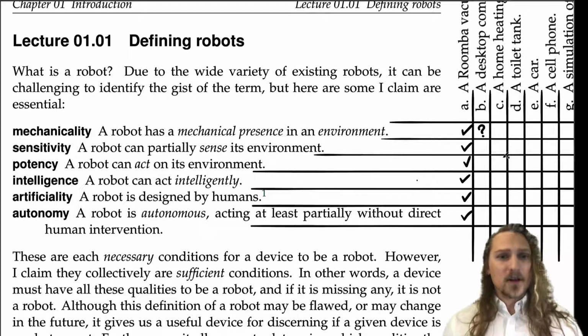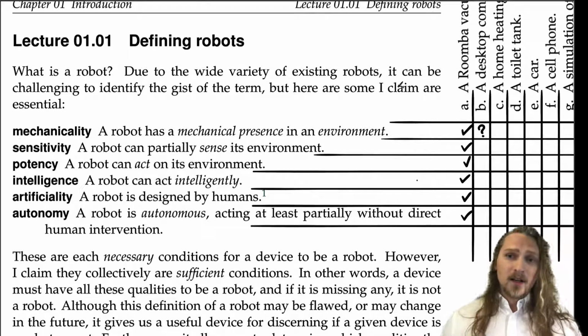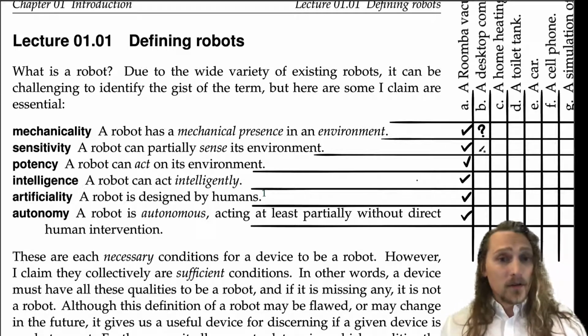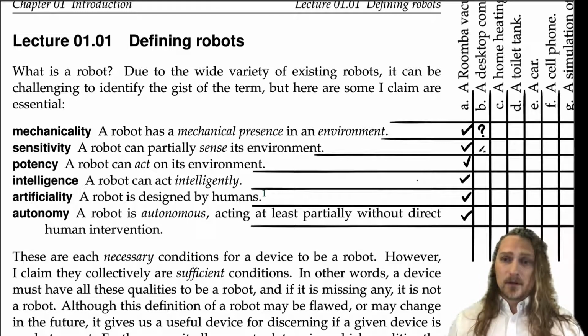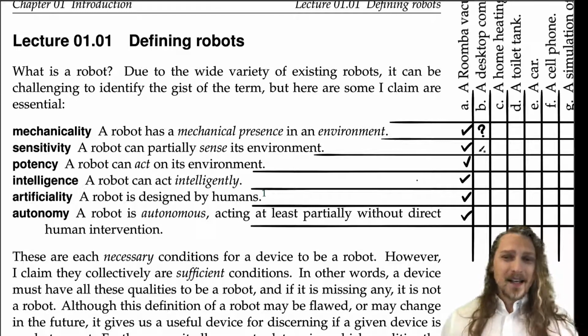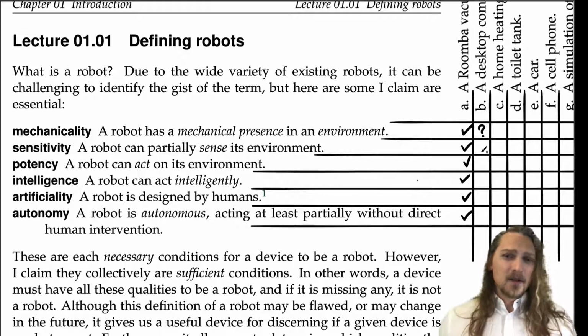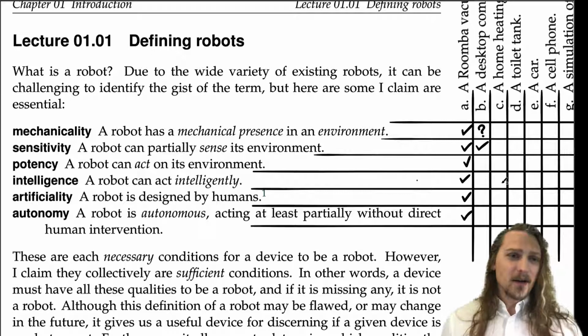Sensitivity. A robot can partially sense its environment, so a desktop computer. You could think of the microphone as a sensor for the computer. So it's a sort of ambiguous one. It isn't always sensing its environment when it's on. So I would say it might pass this one. We'll be generous and give it that one.